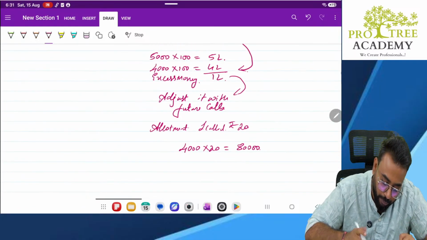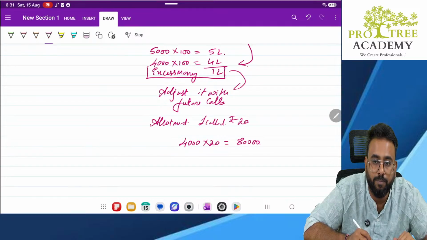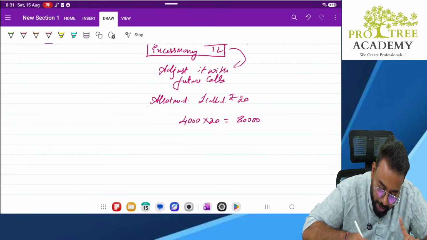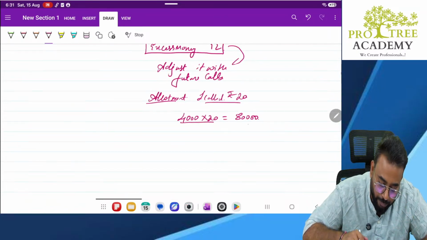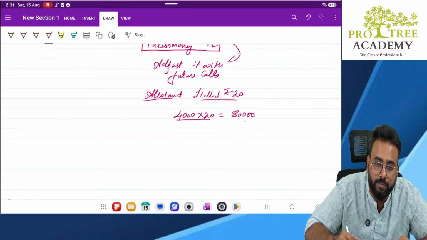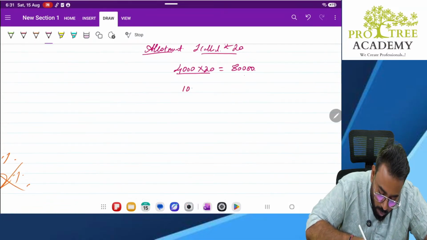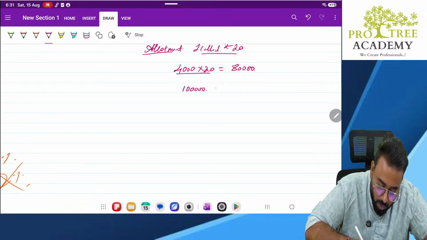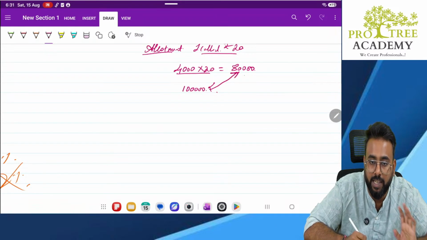But listen to me. We already have excess money of A, by how much? By 1 lakh. How much is the money due on allotment? Sir, money due is 4,000 into 20, 80,000. When we already have his money, why will he pay us again? Why ask him again? So this 1 lakh which was with us, we adjust against this 80,000.